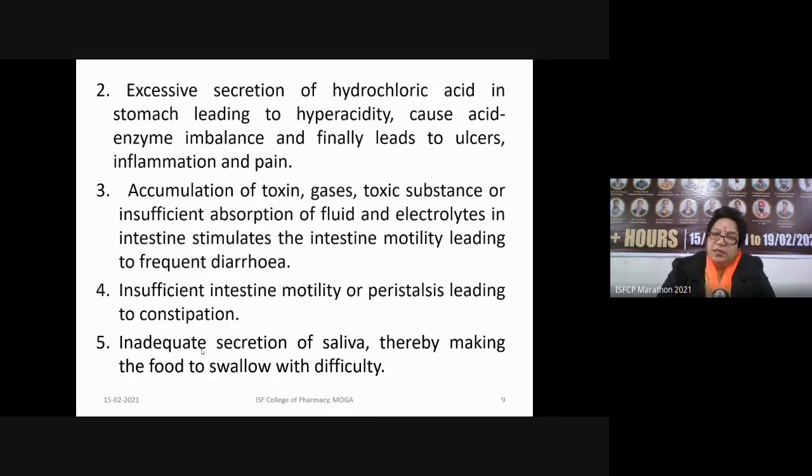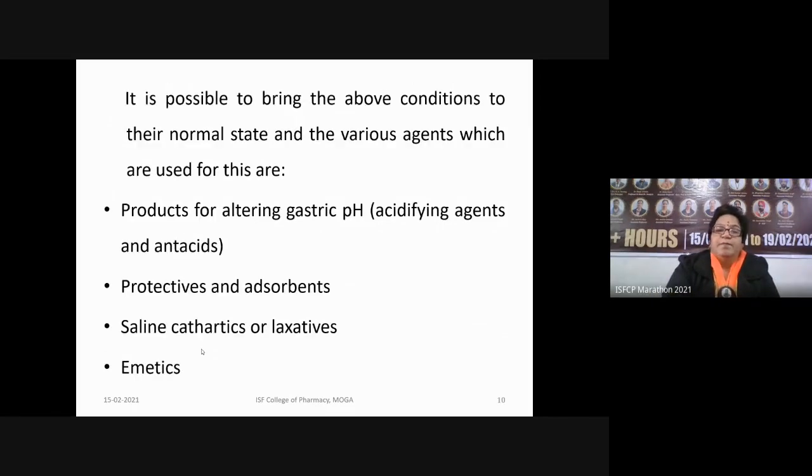Then the next problem is inadequate secretion of saliva. Now what will happen? If saliva is not secreted in a proper or adequate amount, it will make the food difficult to swallow. And if it is difficult to swallow, you can imagine the very first step of the journey of the food will be hindered, and it will ultimately affect the digestion.